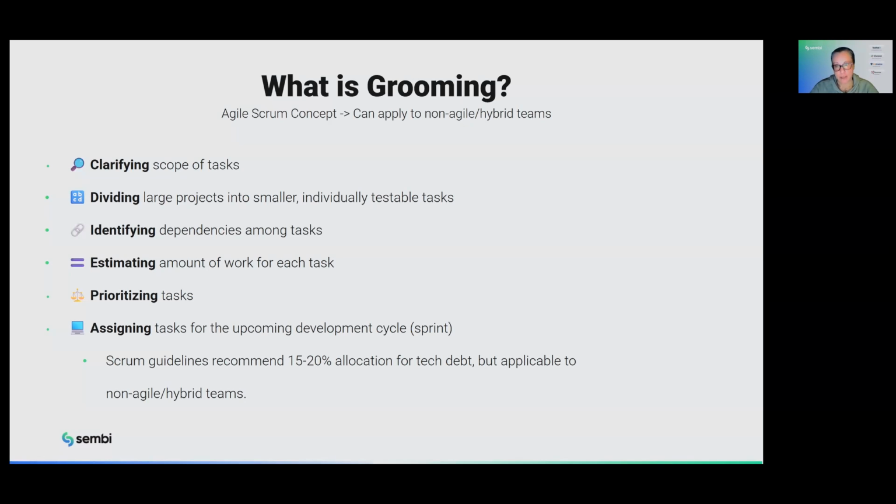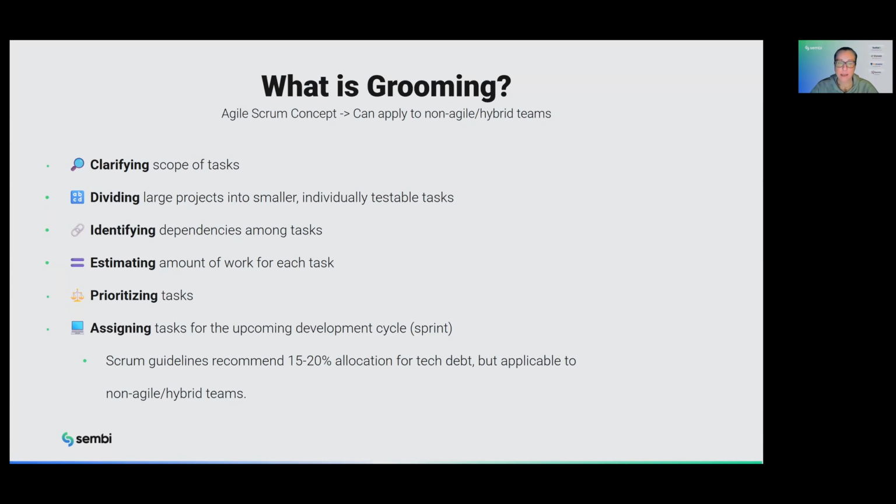Identifying dependencies among tasks. You don't want to get to the point where you're unable to work on something because there are three other tasks that have to be done first. Estimating the amount of work. We don't want any one person to be overwhelmed. Prioritizing. What's the most important? What's going to get us the most bang for our buck? And then assigning tasks for the upcoming development cycle, sprint, whatever you want to call the chunk of work that comes next.